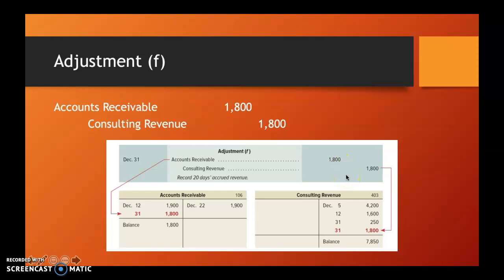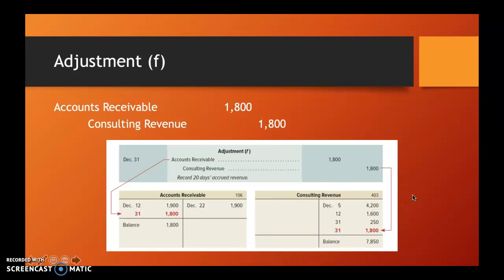So the following year, for the last 10 days, we would record that last $900 of consulting revenue, and then either they would pay us right away in cash or that $900 would be added to accounts receivable to have an outstanding receivable of $2,700, which would then be paid whenever the bill is agreed upon. So down here, you can see the amounts.